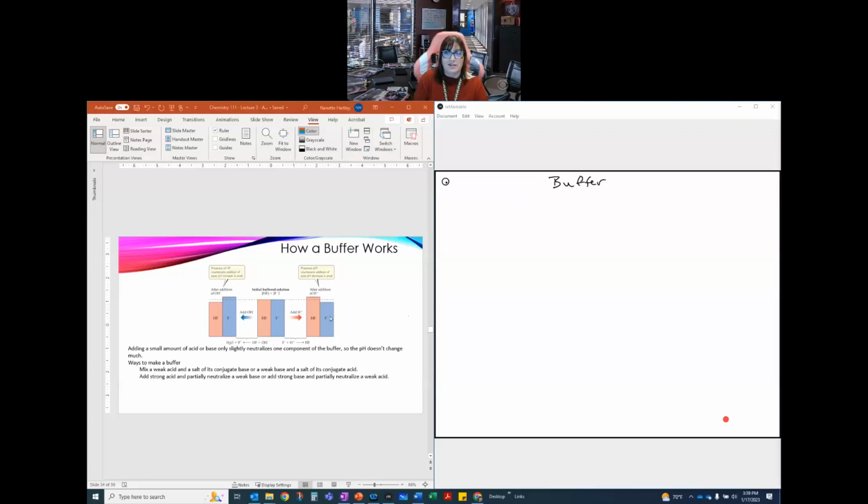There are a couple of ways that we can make a buffer. One, I can take a weak acid, like HF, and add a salt of its conjugate base to it. So NaF, because it contains F minus. So I can mix those two together. Another way that I can do this is to take a weak acid and react it with a strong base to partially neutralize that species. And so when I do that, I have both the acid and the base present. So that's also going to give me a buffer situation. We'll see that every time we do a titration, there'll be a region where there's buffering going on.